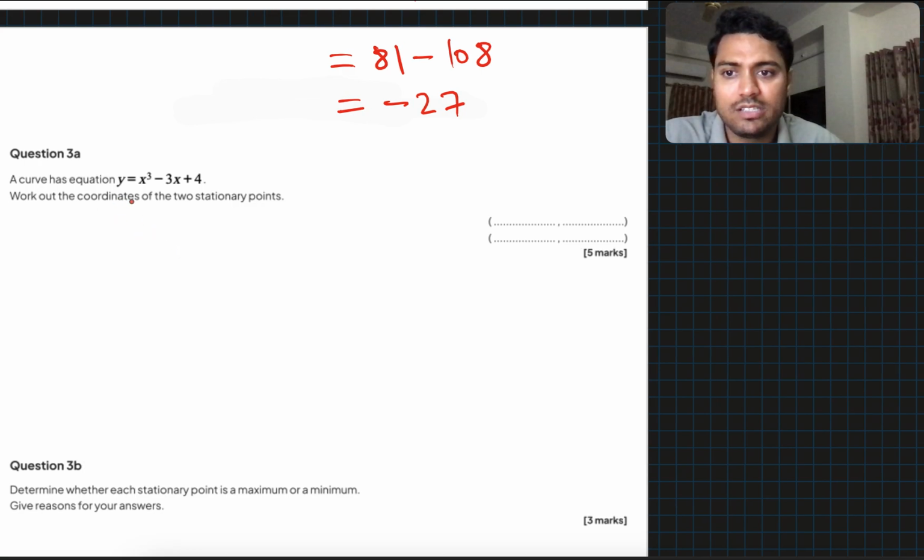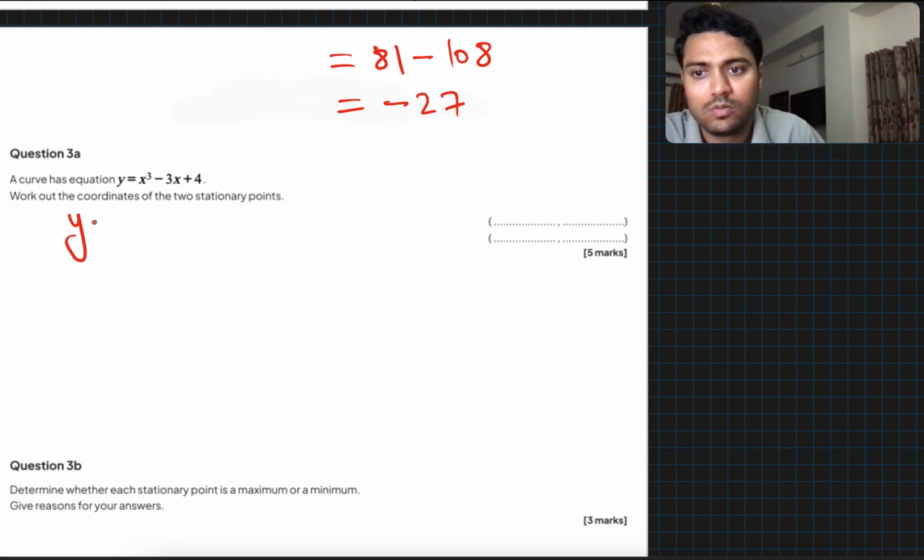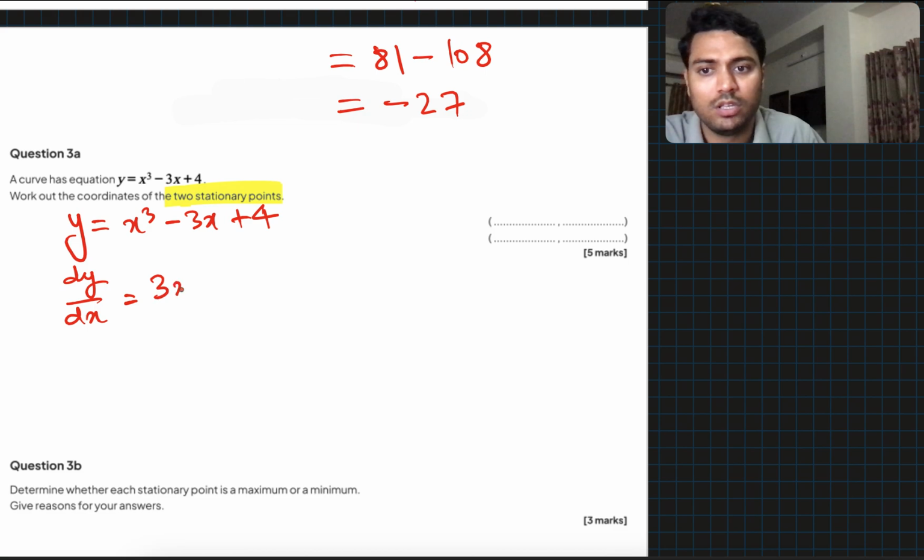It says a curve has equation y equals x cubed minus 3x plus 4. Work out the coordinates of the two stationary points. You have to find the coordinates of two stationary points. So at a stationary point, the gradient is 0, dy/dx is 0. So dy/dx is 3x squared minus 3, and 3x squared minus 3 equals 0.